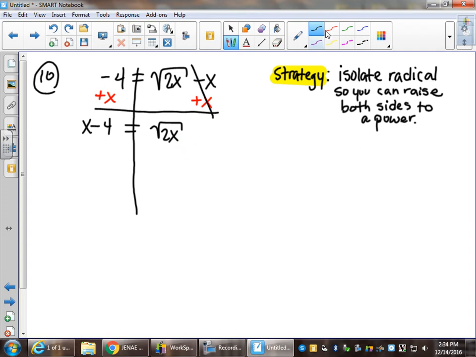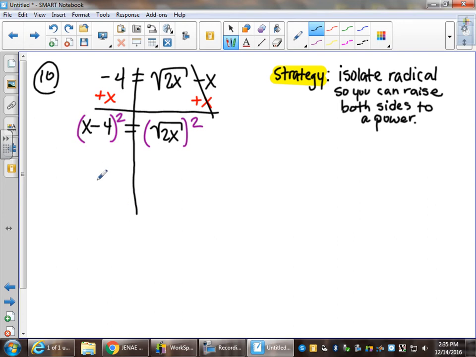What's nice about that is the opposite of square rooting is squaring. If I raise this side to the second power, I raise this side to the second power. That is the only way that I can get rid of this square root. And if I raise this side to the second power, got to raise this side to the second power. We're ready to use our algebra skills to solve.